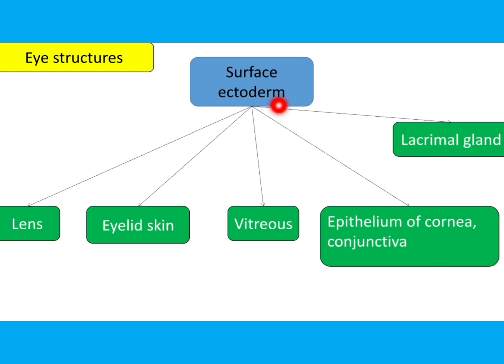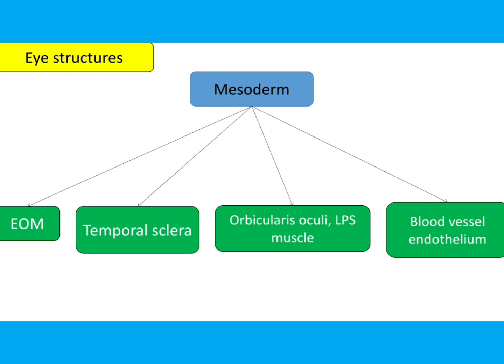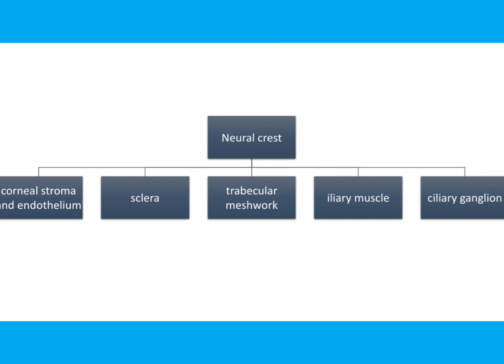Now this surface ectoderm is making lens, eyelid skin, vitreous, epithelium of the cornea and conjunctiva and lacrimal gland, right? And mesoderm takes part in the development of extraocular muscle, temporal sclera, orbicularis oculi, LPS muscle, blood vessel, endothelium is made by mesoderm cells. And neural crest cells are responsible for corneal stroma and endothelium, sclera, trabecular meshwork, ciliary body, ciliary ganglion. So this presentation is not for that much detailed discussion on the embryology of the eye.